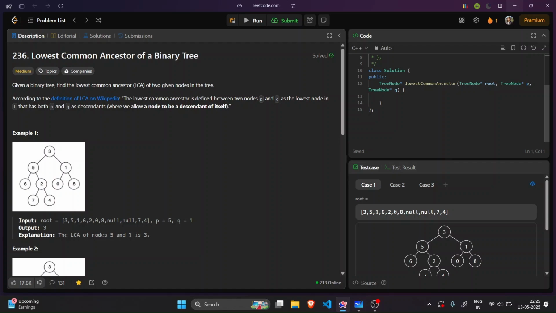So the problem here is lowest common ancestor of a binary tree. In this problem, we're given a binary tree and we're also given two nodes. And we are supposed to find the lowest common ancestor of those two nodes in the tree.